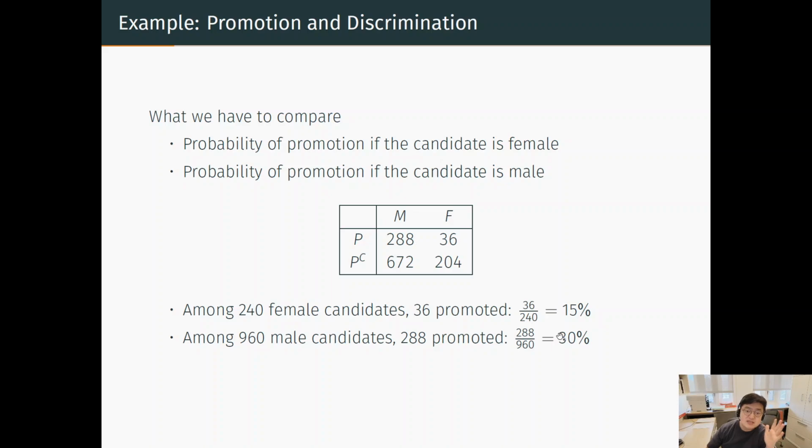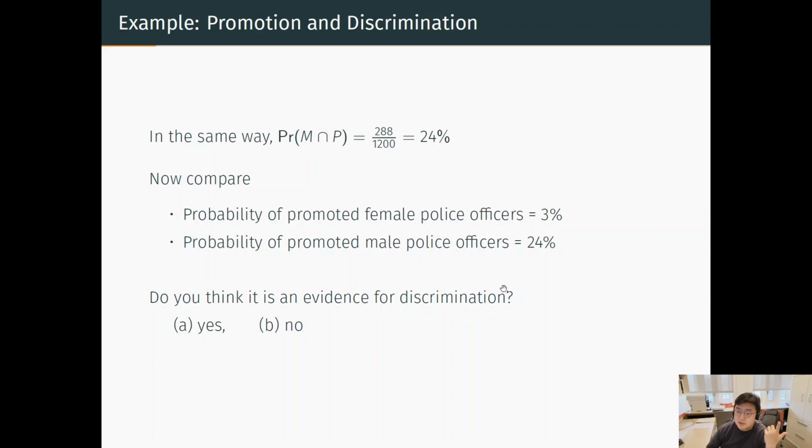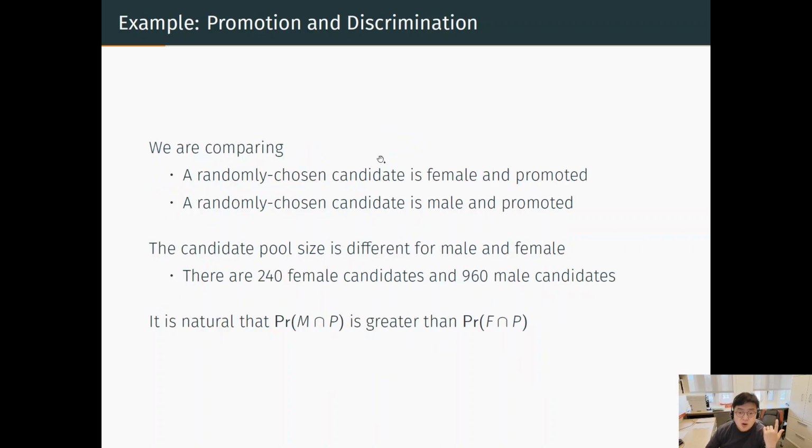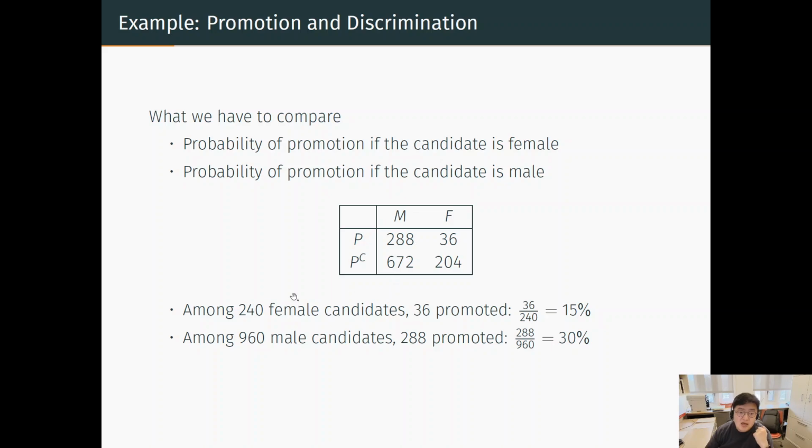So simply speaking, you know the answer. I believe you guessed a better comparison than these numbers. These numbers use the same denominator, 1200, but you know the better way is like this. What you want is, among 240 female candidates, 36 were promoted, which is 15%, right? So out of 240, the denominator is different. This is the pool size. This is the pool of female candidates.